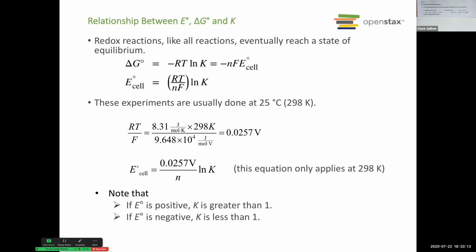And correspondingly, for a non-spontaneous reaction, the equilibrium constant is less than 1. That means the equilibrium constant favors reactants, right? It's going to just stay on the reactant side. It's not going to produce any product.